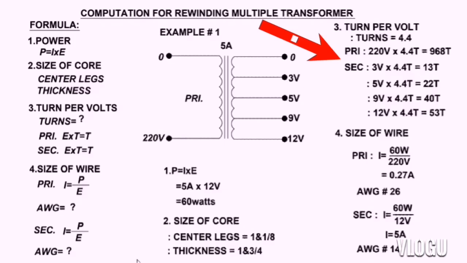Our secondary turns for 3 volts is 13 turns, and the secondary turns for 5 volts is 22 turns. Our secondary turns for 9 volts is 40 turns, and our secondary turns for 12 volts is 53 turns.